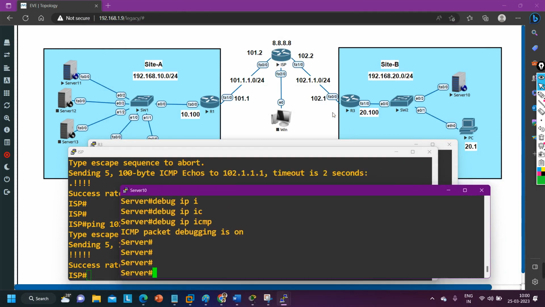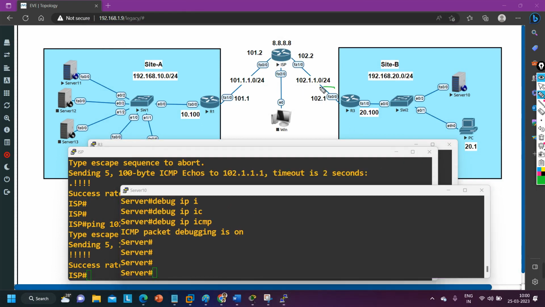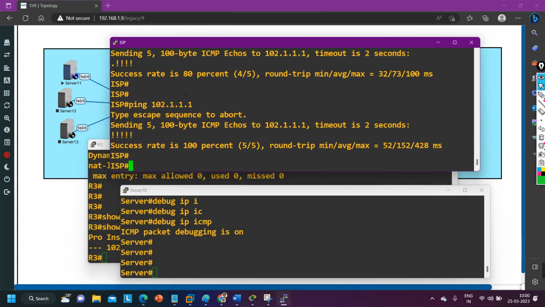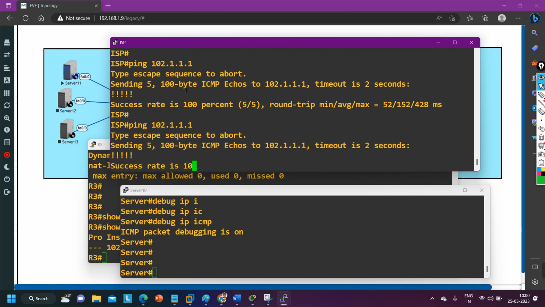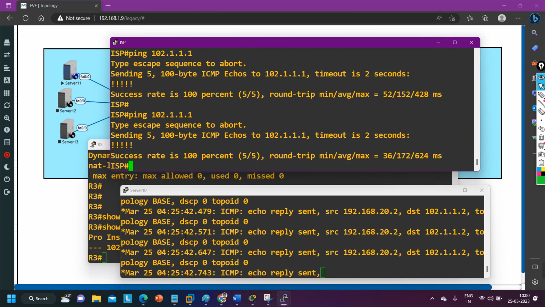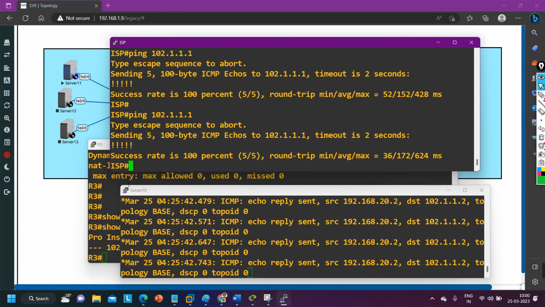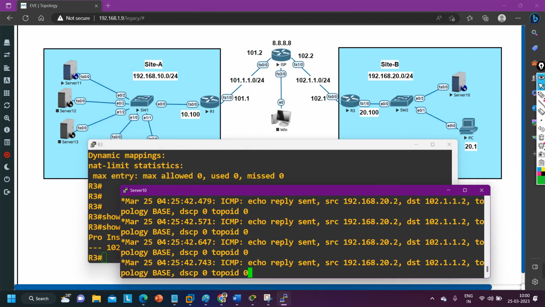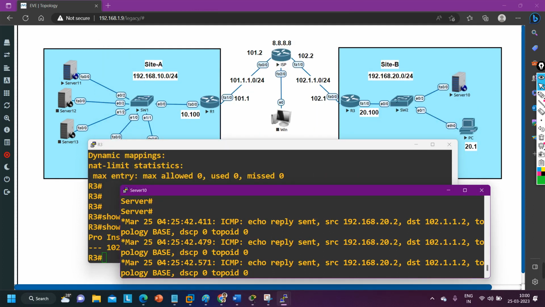So if you are thinking that I am pinging this public IP address, you are wrong, guys. Actually you are pinging this server with the help of this public IP address, because here I have configured one-to-one translation, one-to-one mapping. So let me ping again from the ISP, say ping this one. Are you able to see the ICMP reply on the server? Yes or no? Because the server is generating the reply. That means I am pinging this server, not this public IP address.